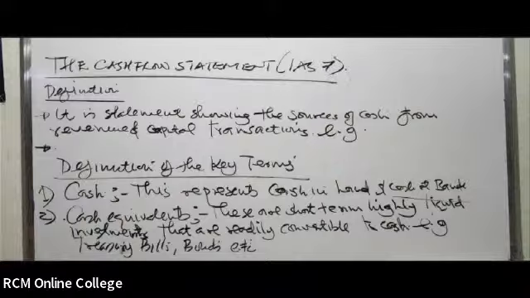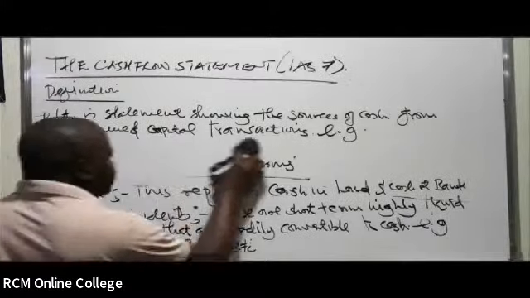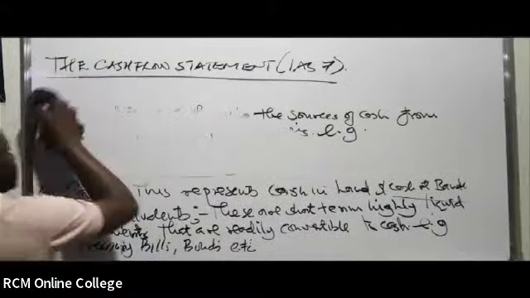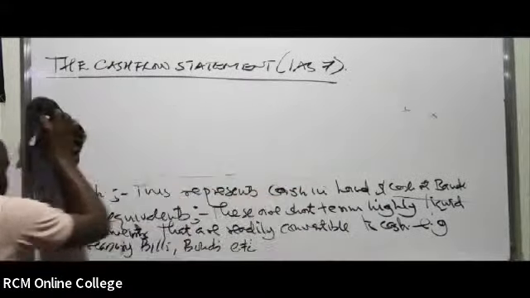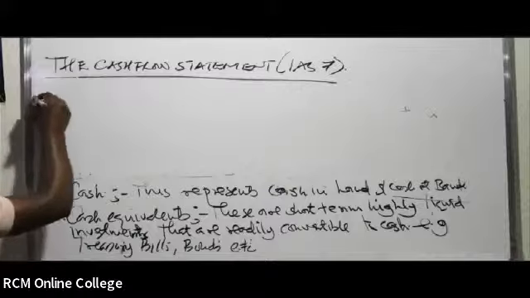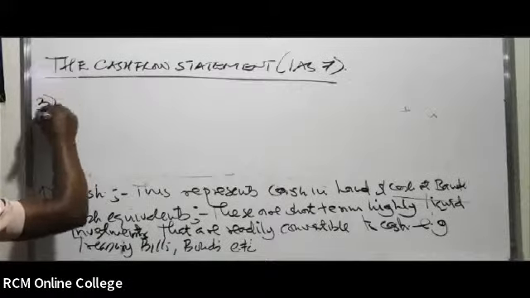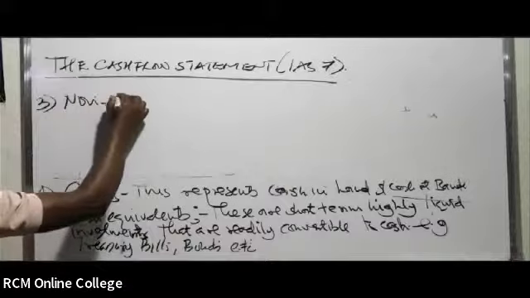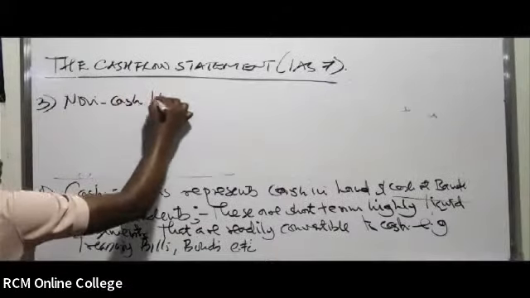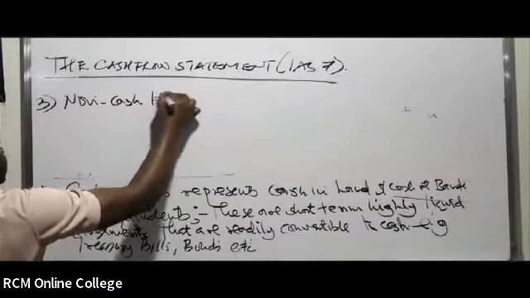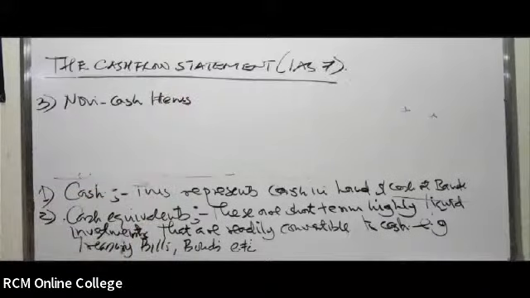Then we have number three, another term that I want you to write, which is what we call non-cash items. When we're preparing the statement of cash flow, we'll talk about non-cash items. So what do you mean by non-cash items? You write this, non-cash items.